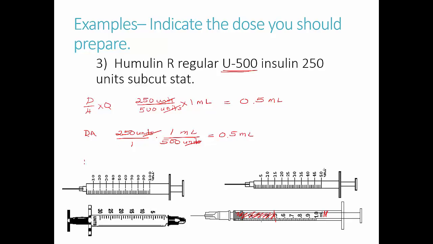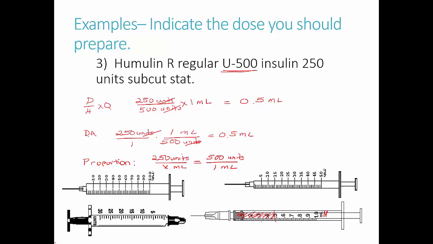We also can use a proportion here, and in a proportion, we have 250 units ordered. We want to convert that into milliliters. And we'll match up our labels. So the U500 tells us there are 500 units in each milliliter. And so then we can cross multiply to solve, and we'll get the same answer no matter which way we prefer to do the problem.